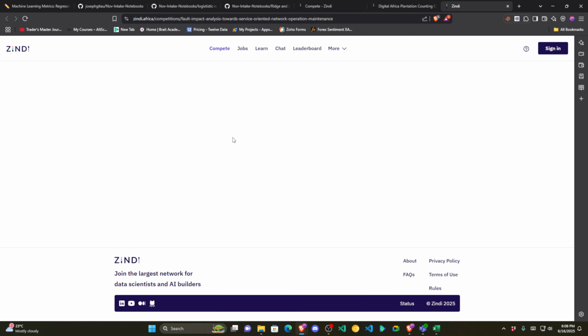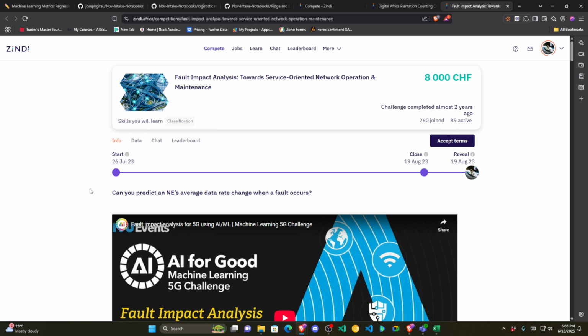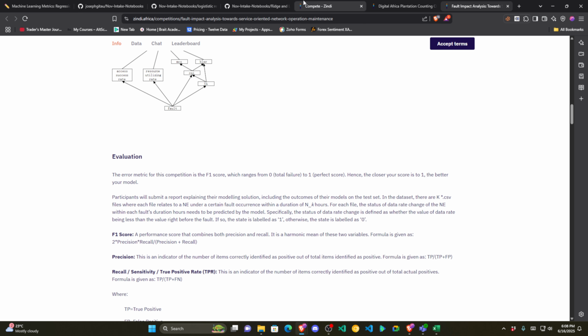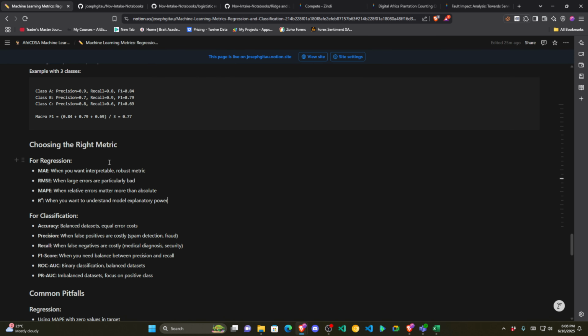Let's check these. Yeah, so this is classification. You can see they are using different evaluation metrics. So each competition will have its own evaluation metric, which means that each task that you are going to do will have its own evaluation metric.